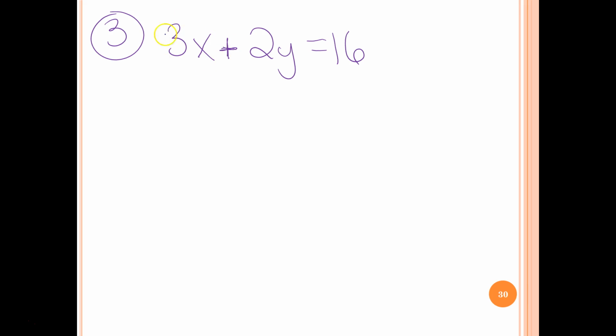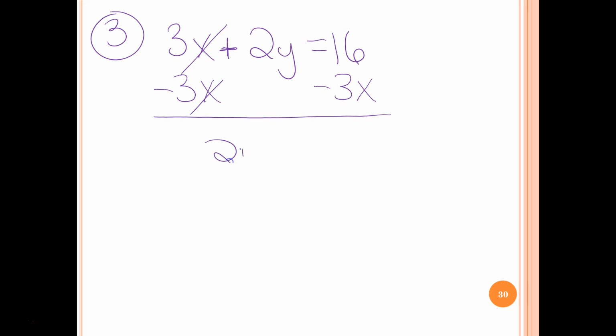So number 3, we have 3x plus 2y equals 16. We want to get y by itself, and my apologies, this should be a plus. 3x plus 2y equals 16. We want to get y by itself, so this 3x that's being added to 2y, let's go ahead and remove that first before we divide anything by 2, just to make life easier.